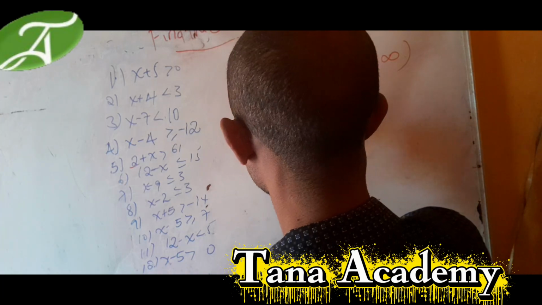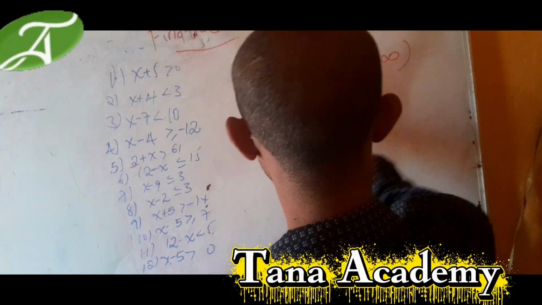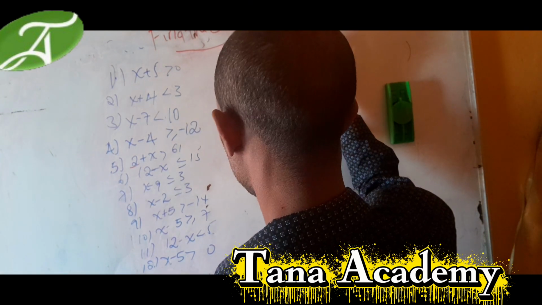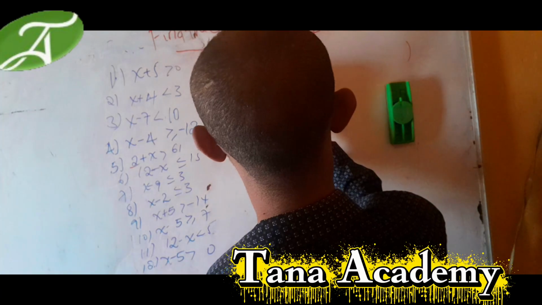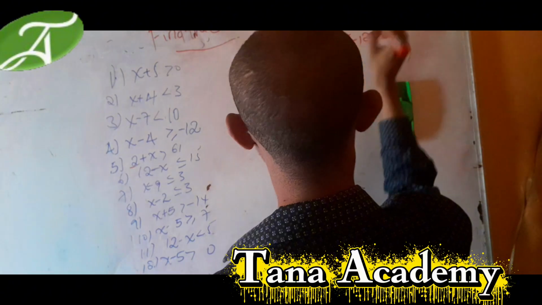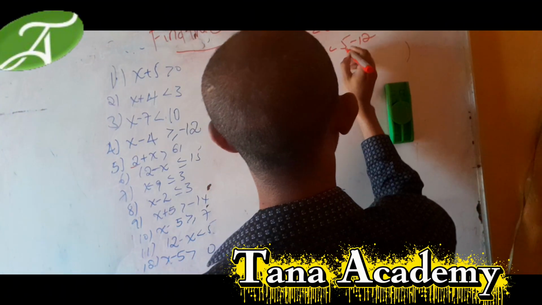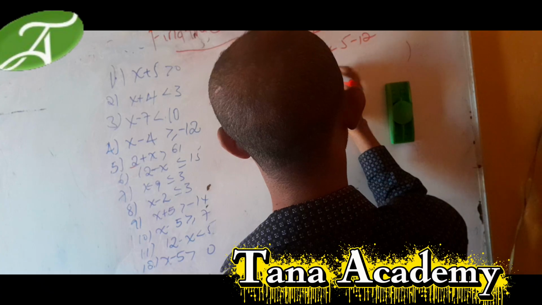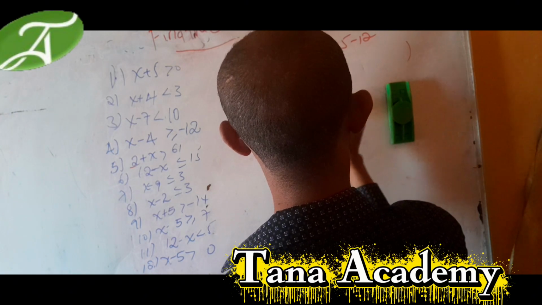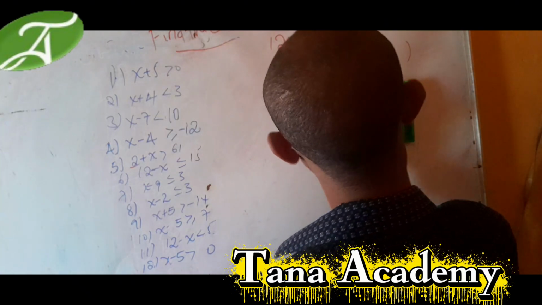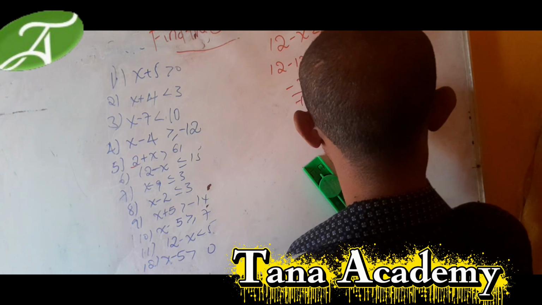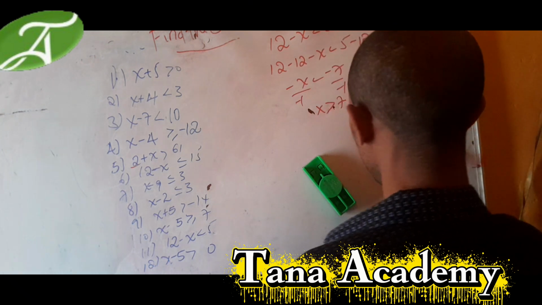Okay, again, the other question will be 12 minus x less than 5. 12 minus x less than 5, minus 12. Therefore, minus x less than 5 minus 12, which becomes minus 7. Divided by minus 1 on both sides, x becomes greater than 7. And the numbers which are greater than 7 are, that means, the open interval 7, comma, positive infinity.